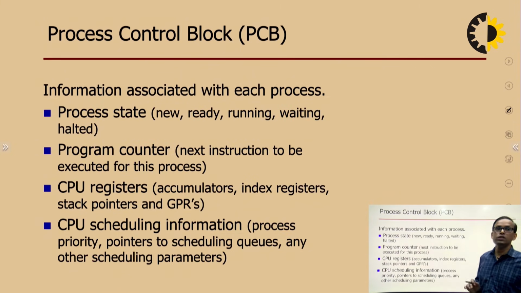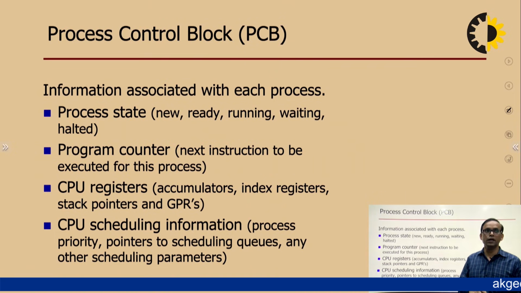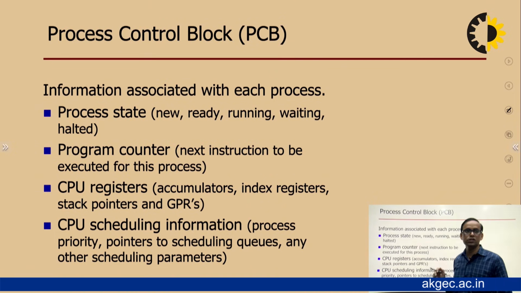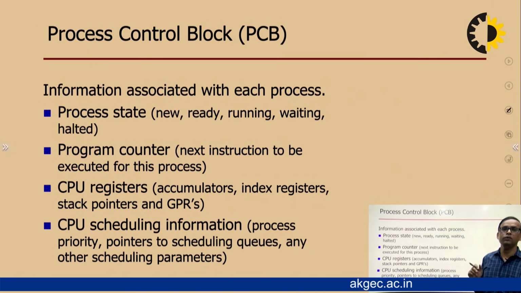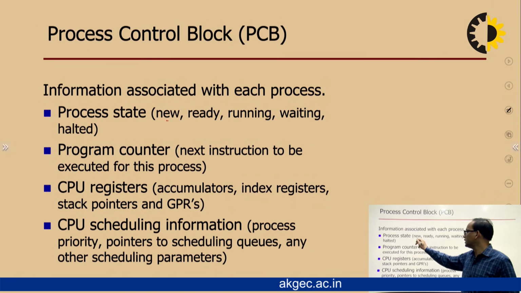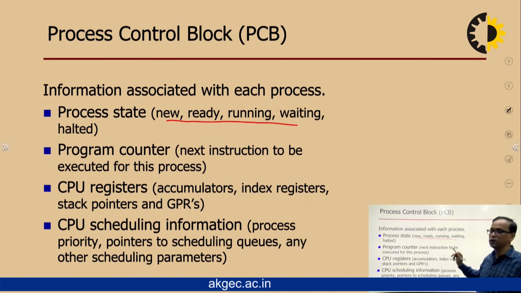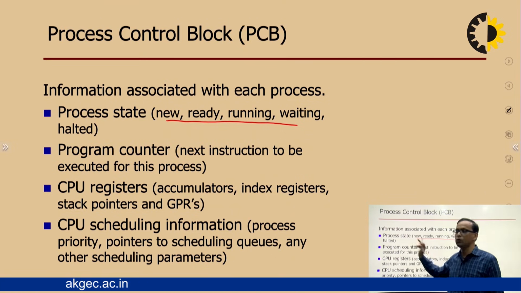Next one is the process control block. What is the process control block? It is known as the PCB. It basically works as a data structure for a particular process. It contains all the information about the process attributes, like the process state at a particular time, in which state the process is: either new, running, ready, or waiting. That information will be available in the process control block.